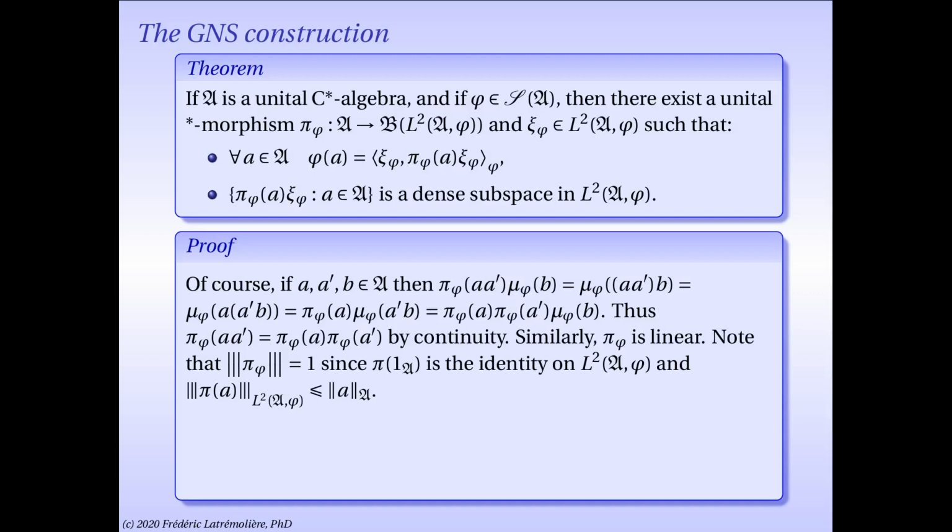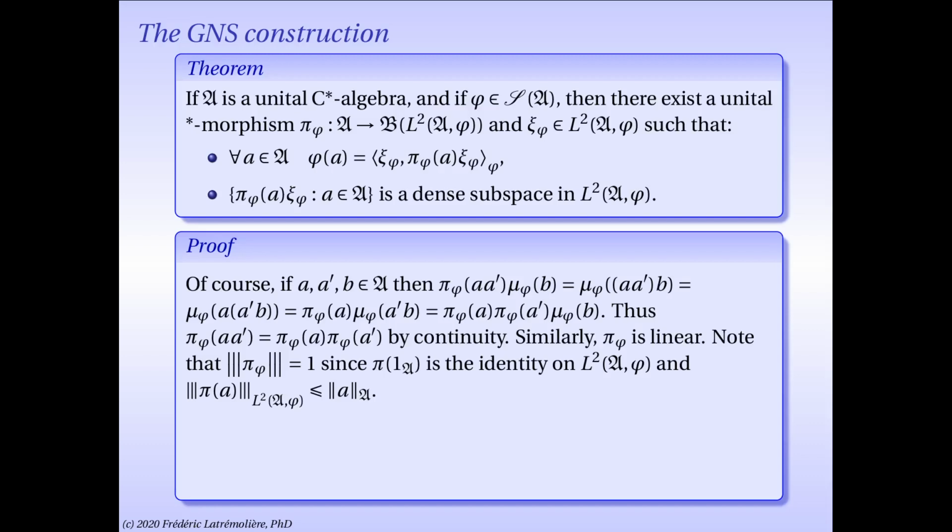If you take two elements A and A prime in your C-star algebra, and then I'm going to take again an element B in my C-star algebra to give myself a vector in L2, then if I calculate pi sub phi of A prime applied to the vector mu sub phi of B, by definition of pi sub phi of A prime, a linear operator, this is mu sub phi of A prime multiplied by B. But this last multiplication takes place in my C-star algebra, so it's associative. So this is mu sub phi of A times something.